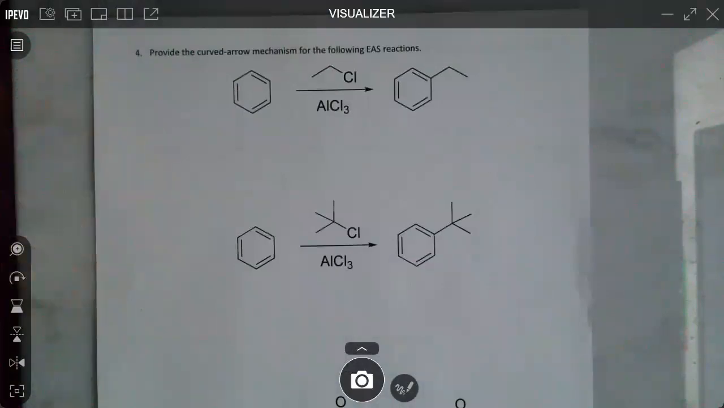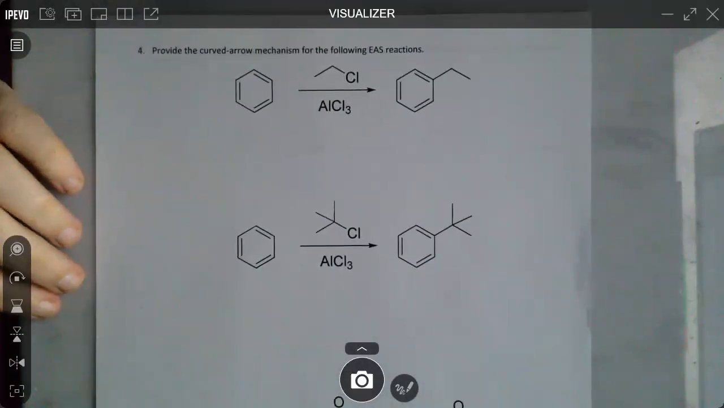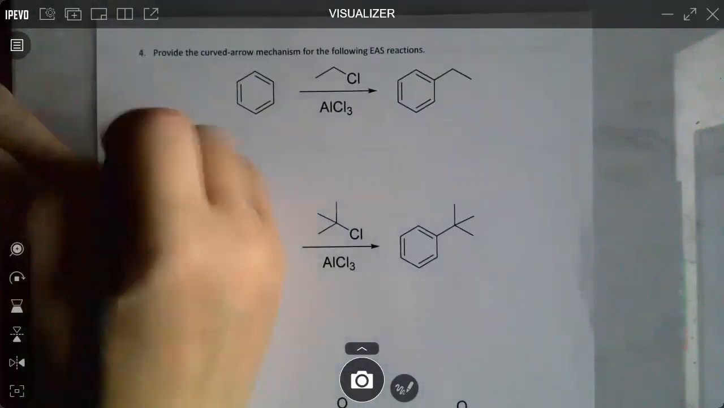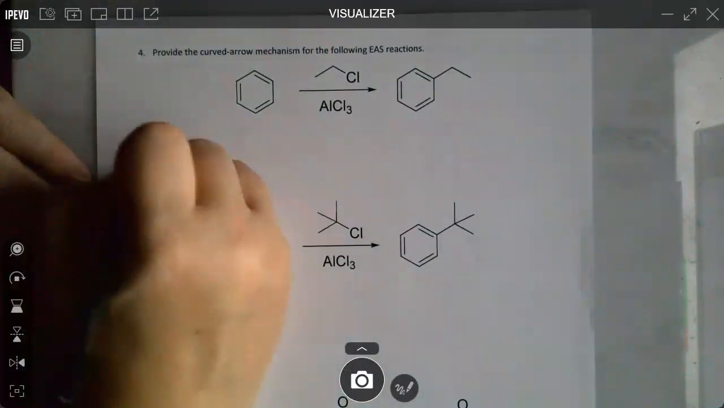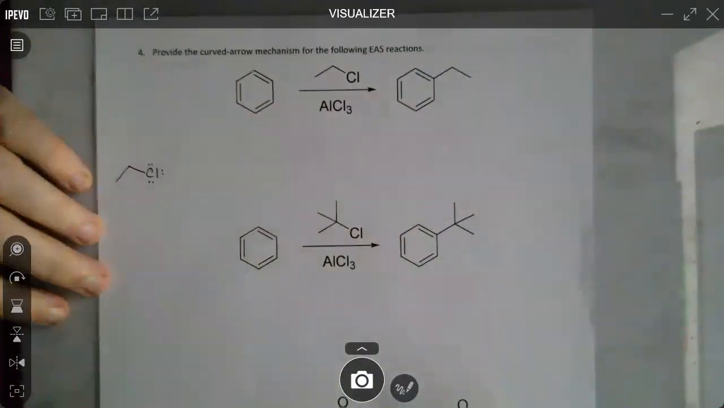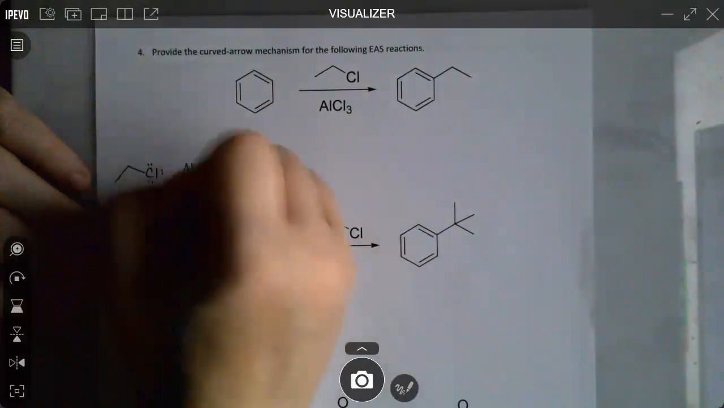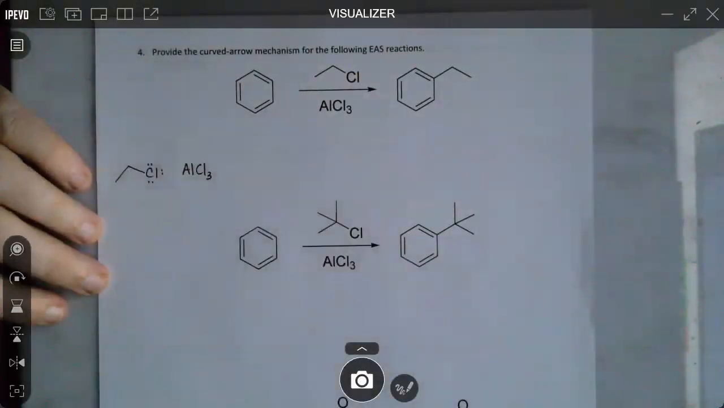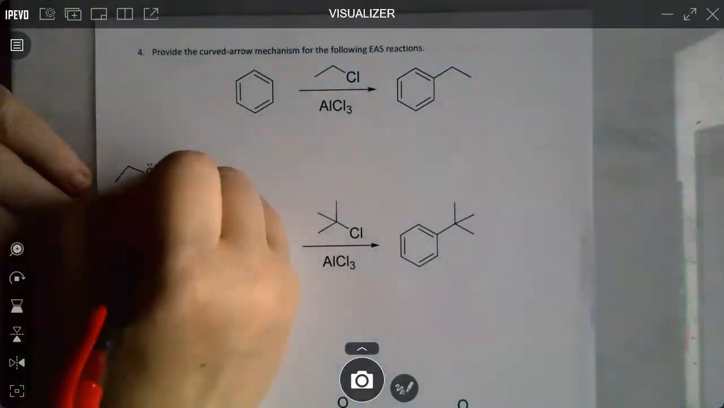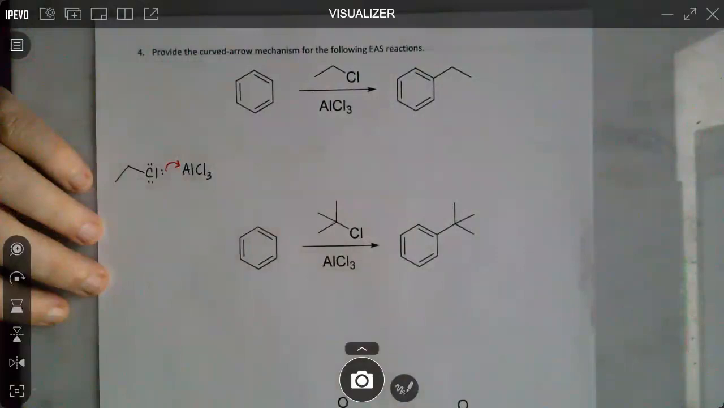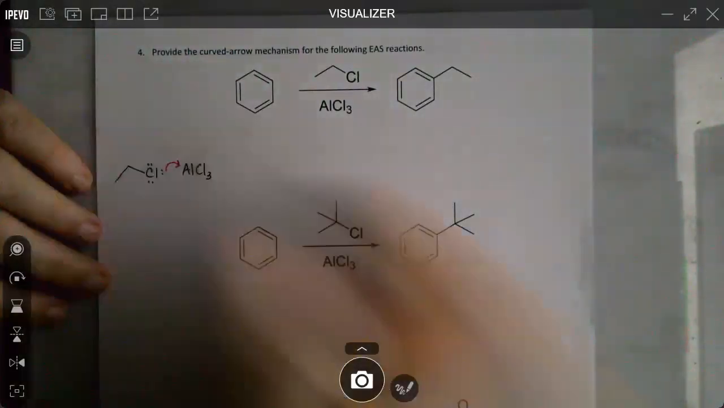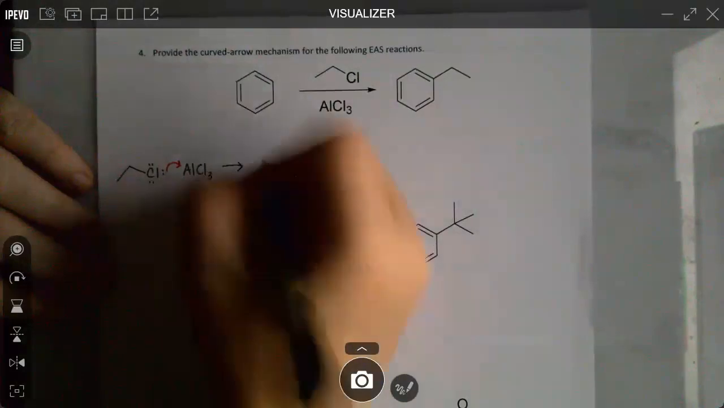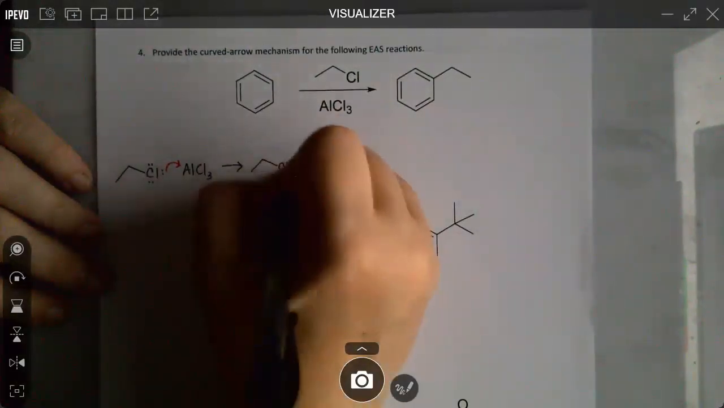Provide the curved arrow mechanism for the following EAS reactions. So let's start with the formation of the active electrophile. We have the alkyl halide reacting with aluminum trichloride. The lone pair will attack the empty orbital on the aluminum. This is considered a Lewis acid-base reaction to form the complex.